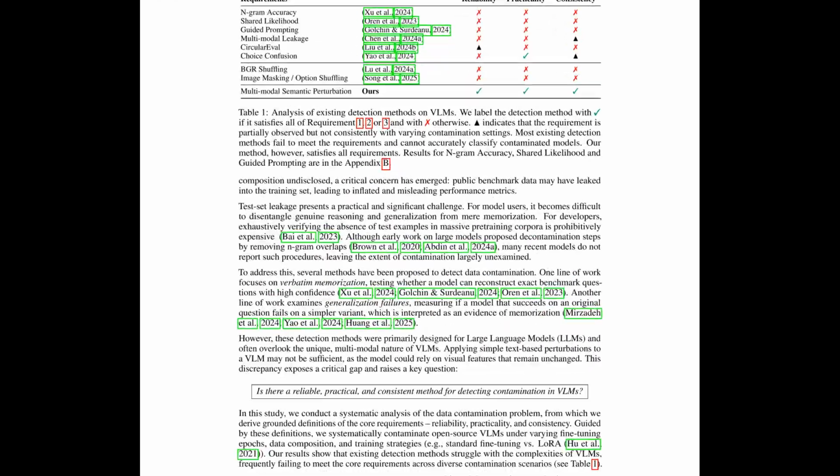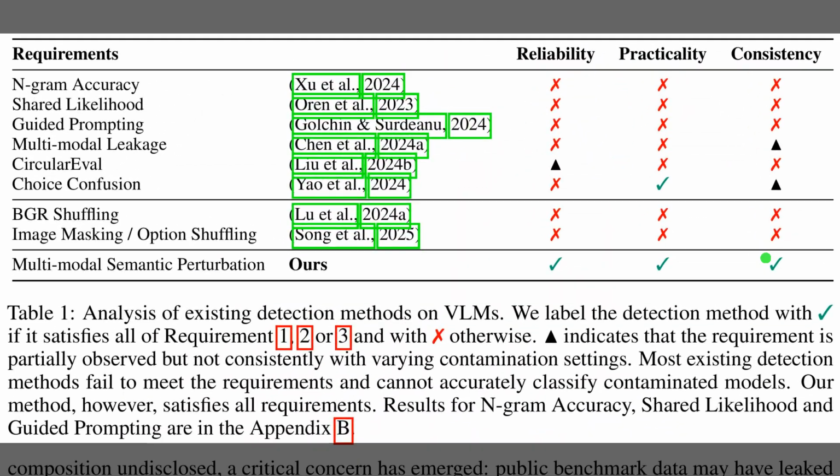So Table 1 compares contamination detectors against 3 requirements and shows that most methods miss the mark. Reliability means the signal holds across training styles, practicality means black box use without knowing leaked data, and consistency means the signal grows with more contamination. The rows with prior text-focused tricks show crosses for 1 or more requirements. Multi-modal semantic perturbation is the only row with check marks across all 3, indicating a robust detector.